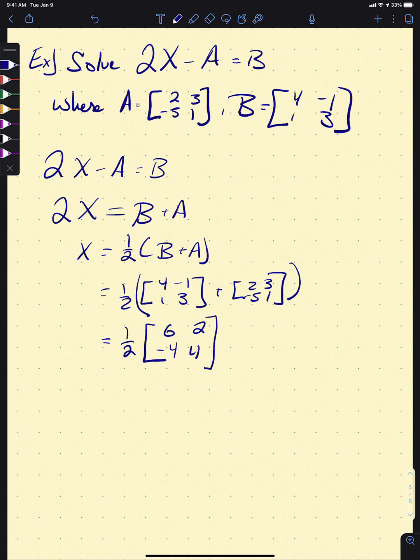Okay, but now we're multiplying by 1/2, right? And this is a scalar multiplication. So what we can do is we can do this element by element, right? Looks like we're going to get 3, 1, negative 2, and 2. Okay, just like that, we've solved our matrix equation.